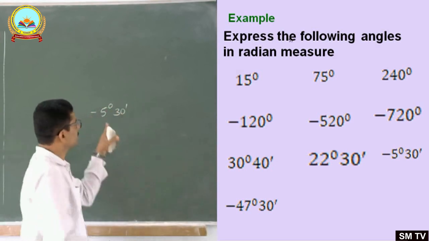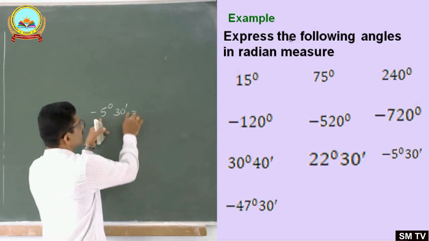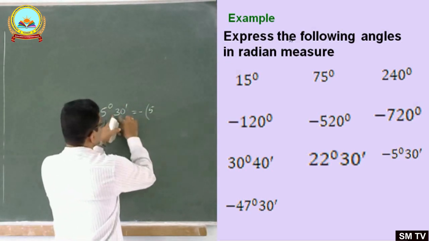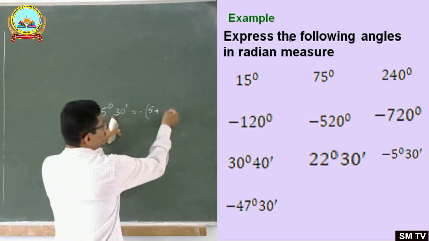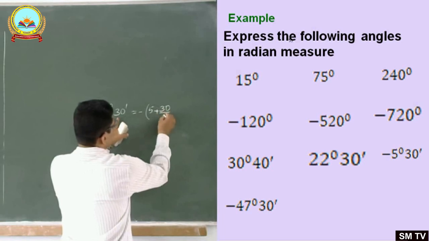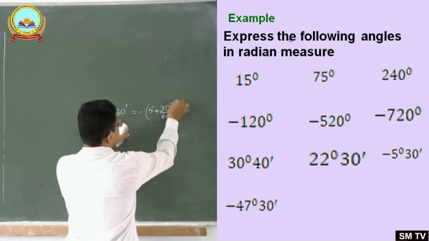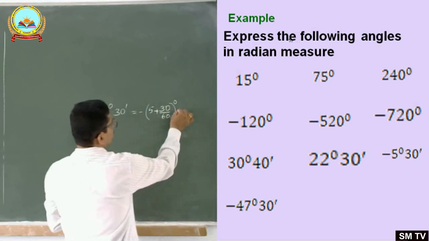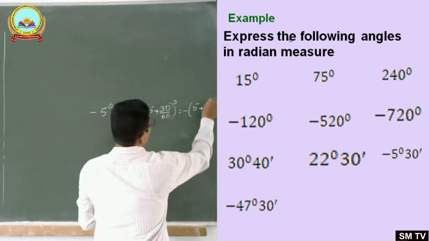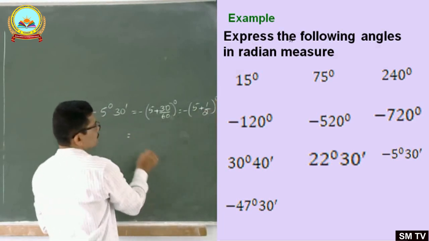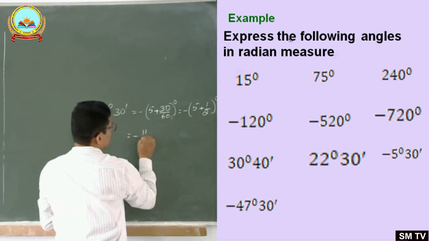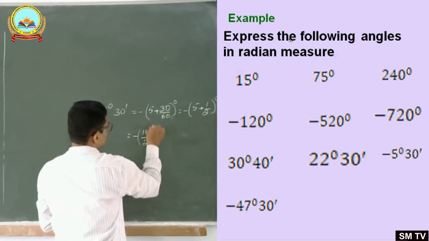Minus 5 degree 30 minutes means first rewrite into degree form. Minus, outside, 5 degree plus 30 minutes is converted into degree, means this 30 is multiplied by 1 by 60, that is 30 divided by 60 degree. Simplify this value: minus 5 plus 1 divided by 2 degree. Its value is equal to minus 5 into 2, 10 plus 1 is 11 divided by 2 degree.